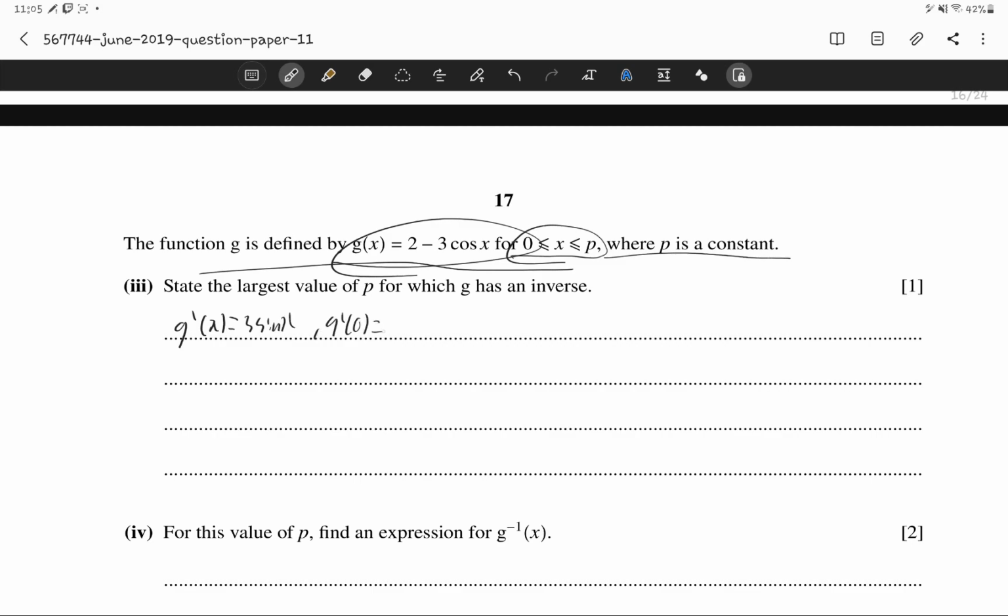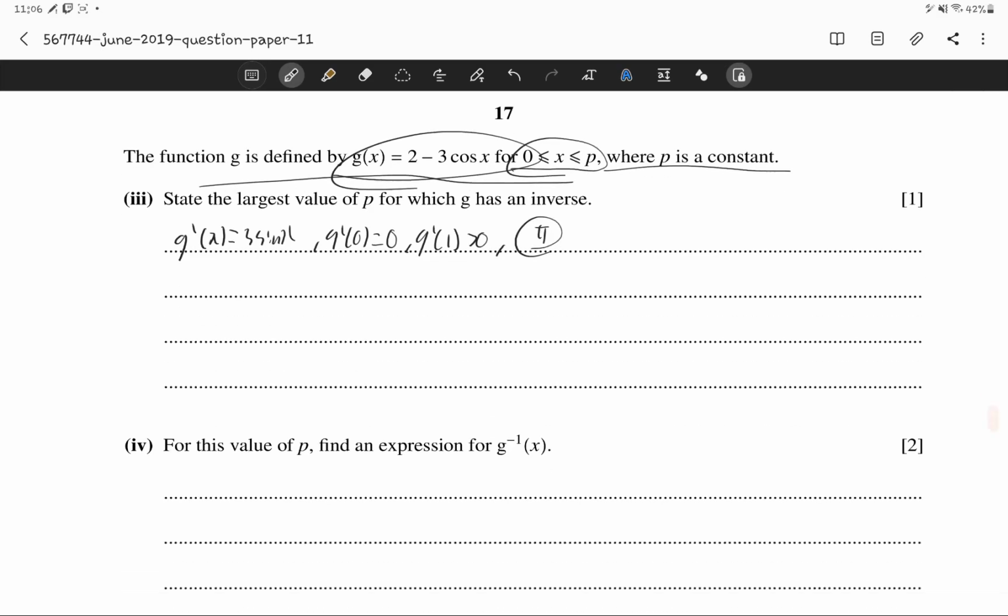G prime 0 is 0. G prime of a number, let's say 1, is a positive value. And so when does it stop being a positive value? It's obviously pi. So the answer would be, let's just say pi. Yeah, that's the answer.